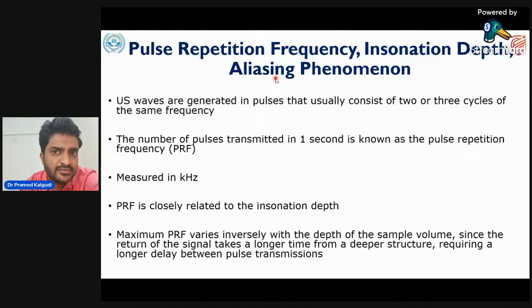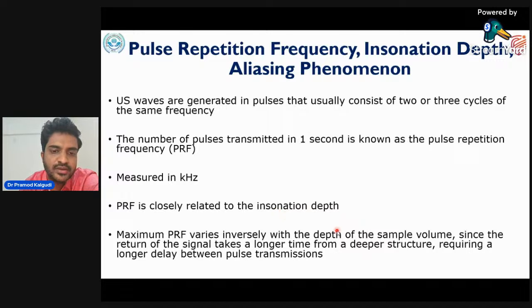So what is PRF and what is the aliasing phenomenon? PRF is nothing but this: when an ultrasound generates pulses, each usually consists of 2 to 3 cycles of the same frequency, and the number of such pulses transmitted in a single second is called the pulse repetition frequency. It is measured in kilohertz. This PRF is closely related to insonation depth.